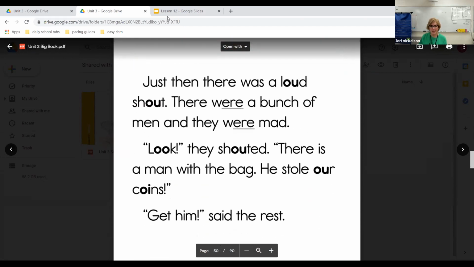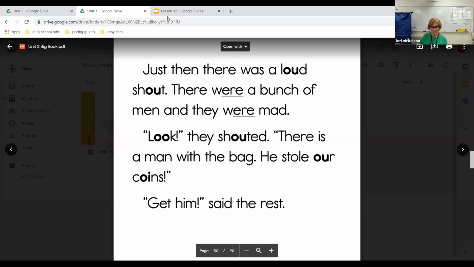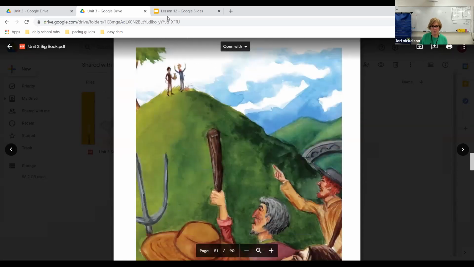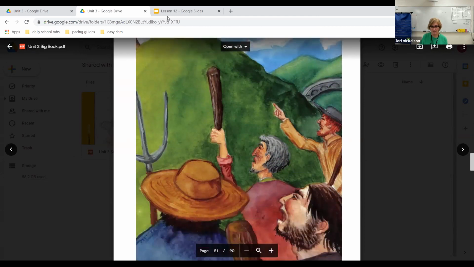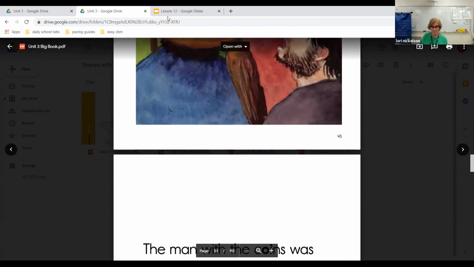Just then there was a loud shout. There were a bunch of men and they were mad. Look, they shouted, there is a man with a bag. He stole our coins. Get him, said the rest. So there they are at the top of the hill and the angry mob of men at the bottom.